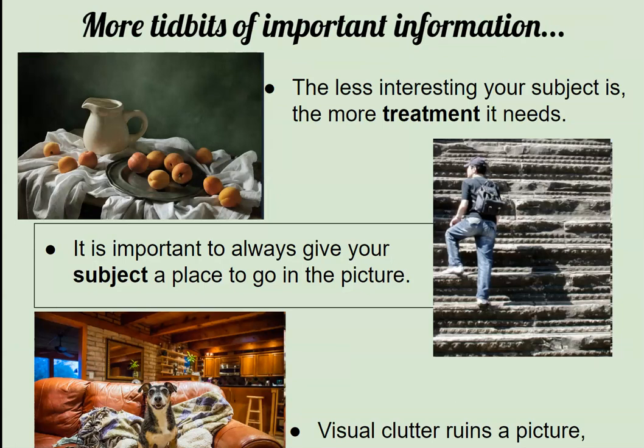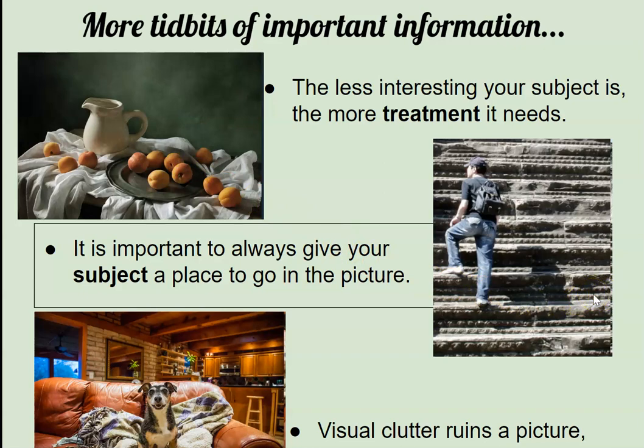Okay, here's some more tidbits of information. All right, the less interesting your subject is, the more treatment it needs. So in this picture, we have a still life. We have the peaches, we have this pitcher, we have the cloth. So the treatment here is the lighting. The lighting is coming from the left, and it's creating some very interesting shadows on the objects themselves. We are also photographing this still life from a upwards angle looking down. Okay, so this would be a high angle shot. So here we're using two different types of treatment. We're using lighting and camera angle.